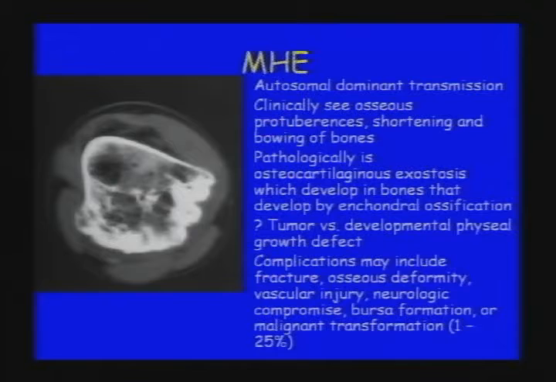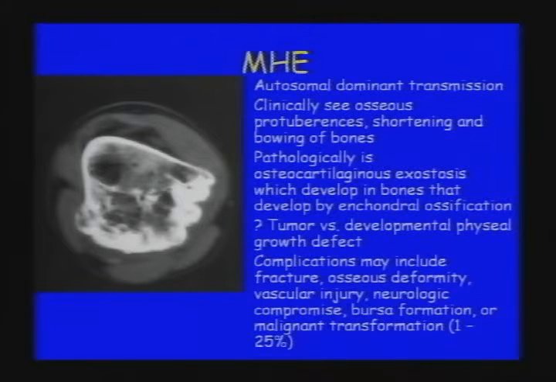But they are protuberances of bone, and you can see associated deformity of the bone and shortening of the bone, and they have a cartilage cap on them, and they only develop in bones that develop by enchondral ossification, so you do not see these in the flat bones of the skull, etc.